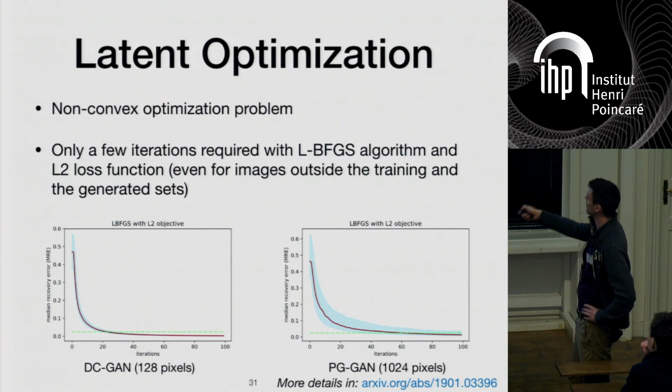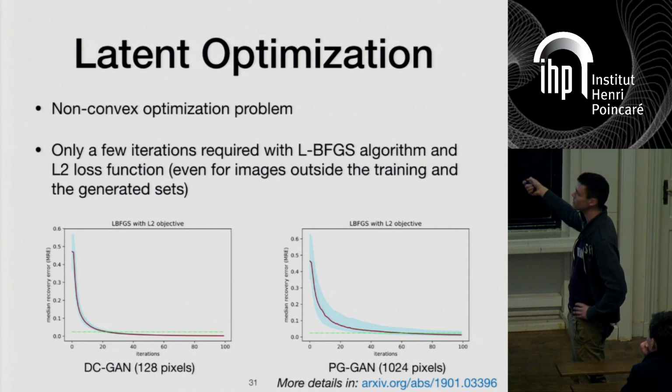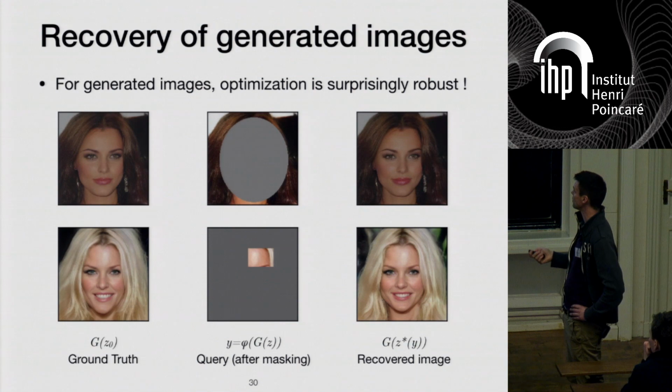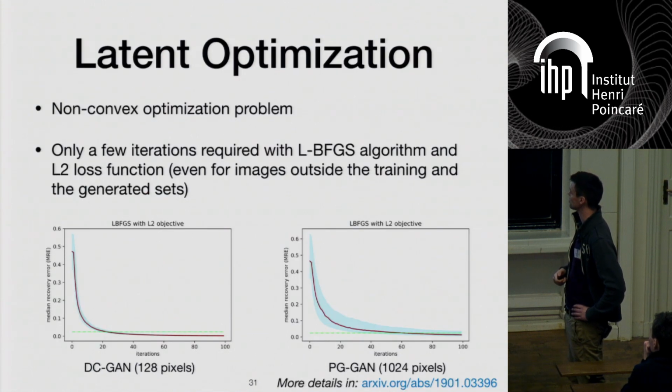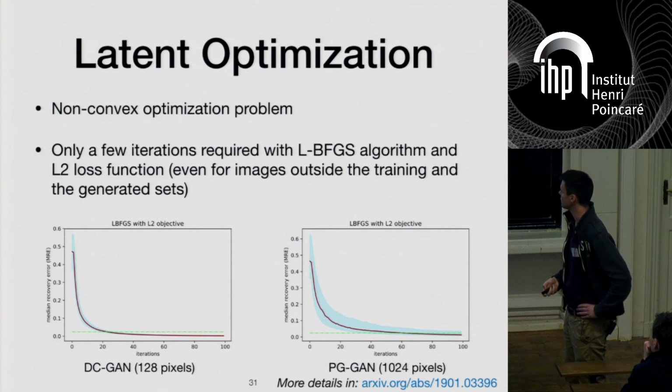So this is for DC-GAN, this is for PG-GAN with larger images. As I said, it takes a longer time, but we can pool. If we pool, it accelerates the optimization. If you are interested, there are a lot of technical details given in the preprint.